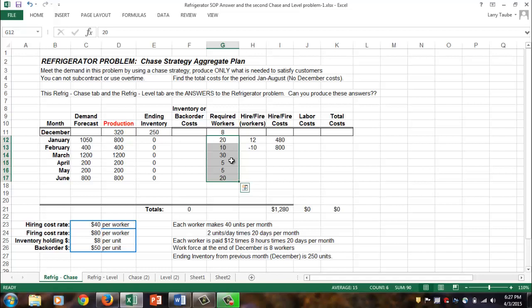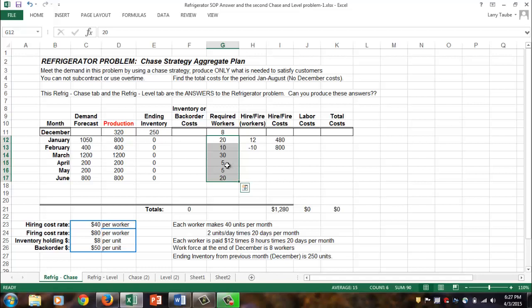Flipping back to the chase. Think about it: you don't have any dissatisfied customers, you're taking care of all of them. Look what you're doing to your workers, right? You're expanding like crazy. In the next month, you're cutting half those people. The next month, you're tripling your workforce. And the next month, you're laying off almost all of them. You want to be working for this company?